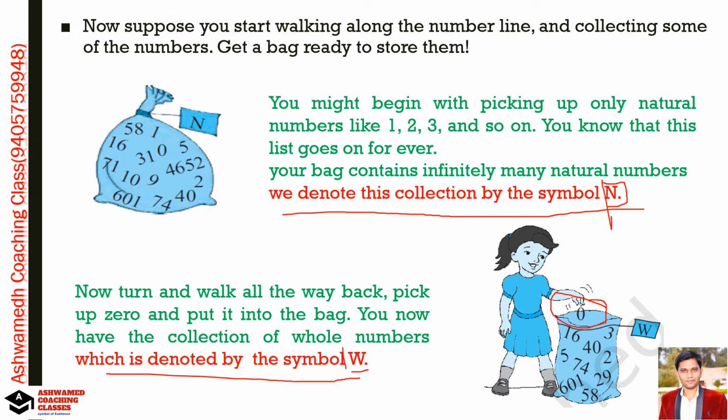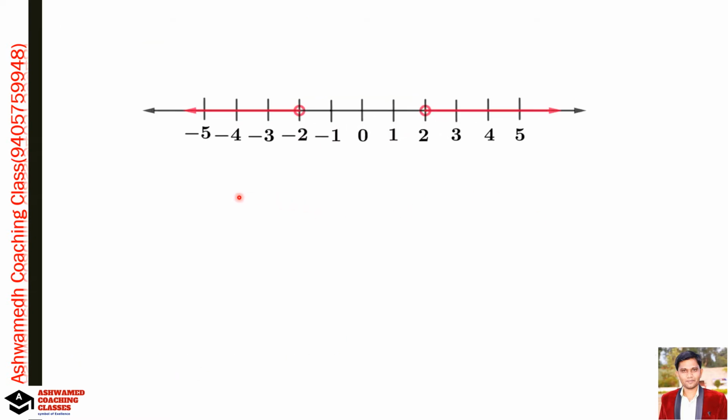So from 1, 2, 3, 4, 5 we get the set of natural numbers. If we add 0 in this bag, see here, I just put the 0 in this bag, so what do I get? The set of whole numbers. So the set of whole numbers is nothing but we just add 0 in the set of natural numbers. So 0, 1, 2, 3, 4 are the set of whole numbers. Once again, just return back.